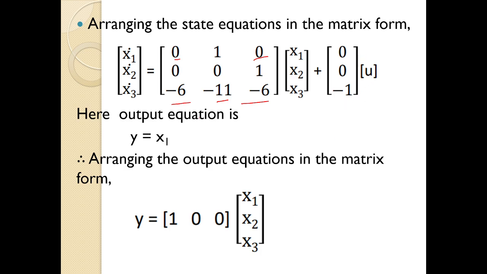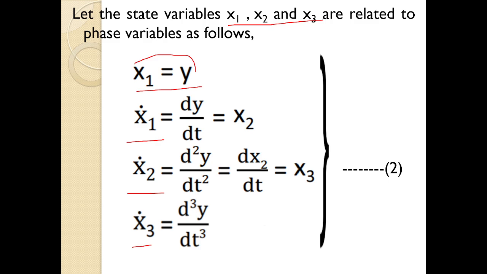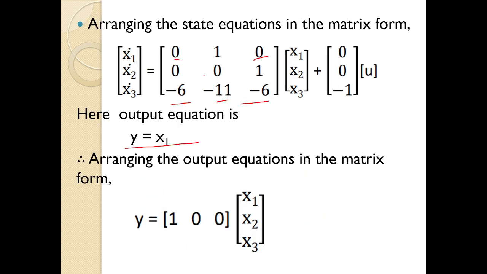And what about the output equation? y is equal to what? Here we have assumed in equation 2 that y is equal to x1. So if y is equal to x1, the coefficient of x1 is 1: 1, 0, 0. x2 and x3 are not there. So y equals the matrix 1, 0, 0 times the matrix x1, x2, x3. So this is our output equation, and this is our state equation.